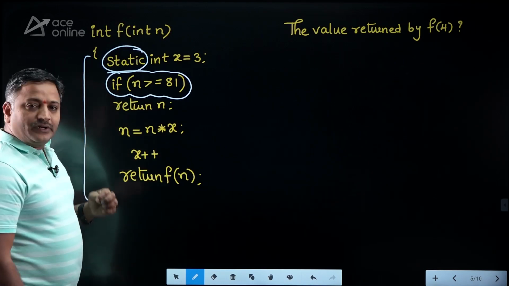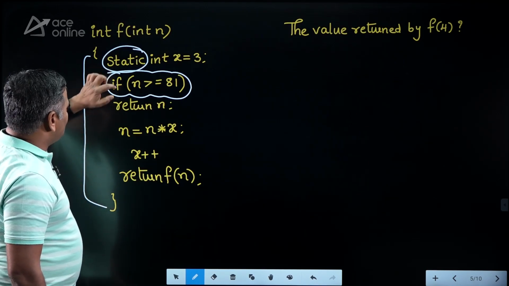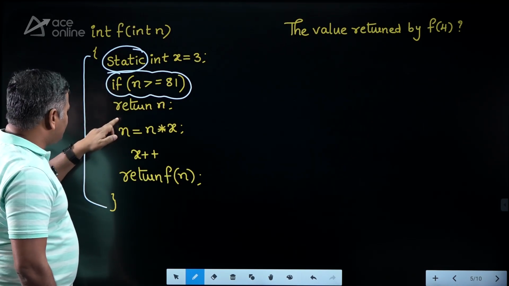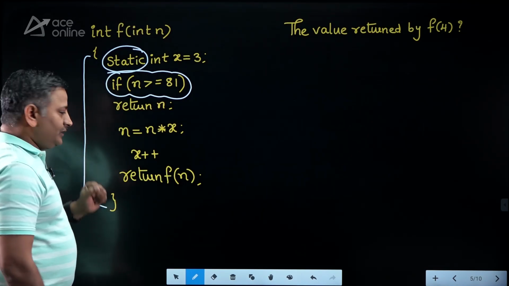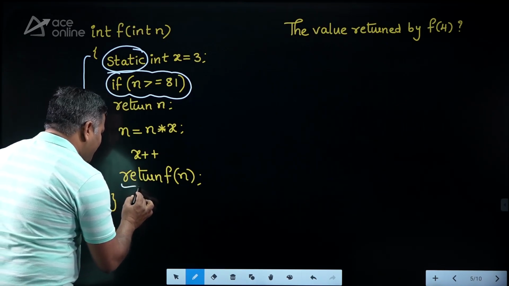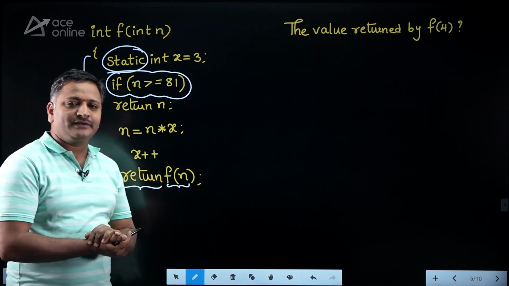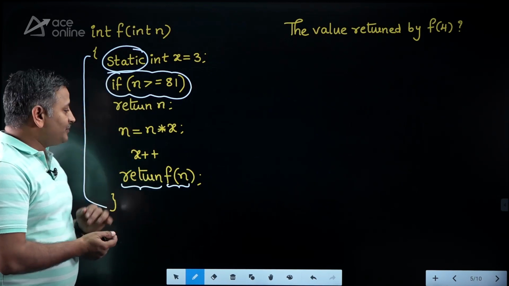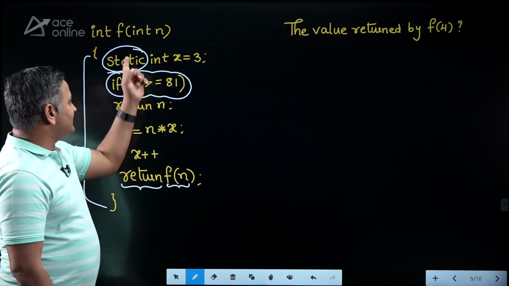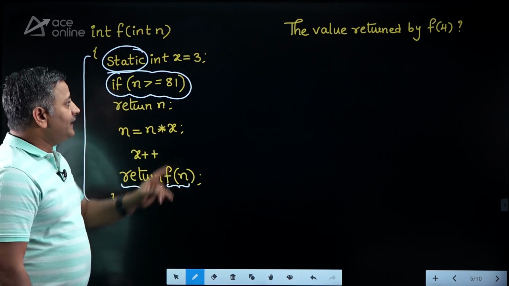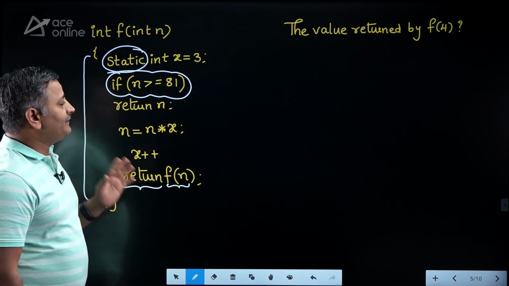See the structure of this program, friends. If this condition is true, we return the statement. If the condition fails, the subsequent statement will be executed. Here the beauty of this program is that the return statement itself contains a recursive function, right? So this program contains many topics: storage classes, conditional statements, and also a recursive program. Let me start the program. Return value of f of 4.